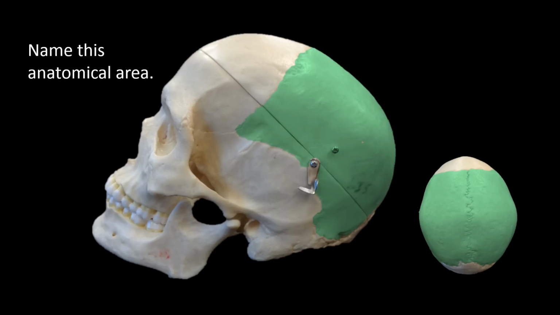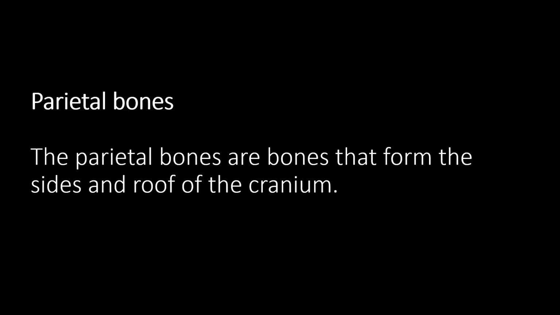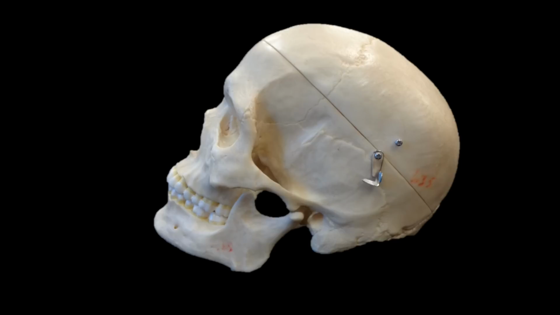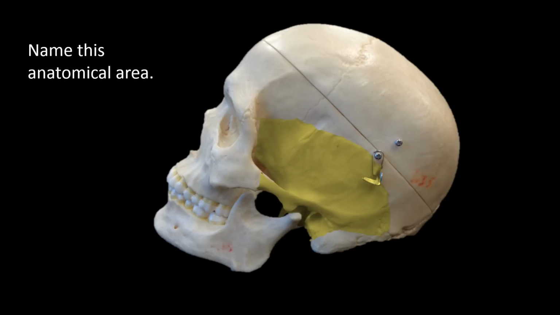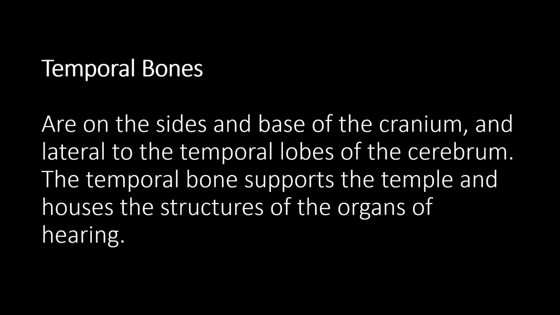Name this anatomical area. Parietal bones. The parietal bones are bones that form the sides and roof of the cranium. Name this anatomical area. Temporal bones are on the sides and base of the cranium, and lateral to the temporal lobes of the cerebrum. The temporal bone supports the temple and houses the structures of the organs of hearing.